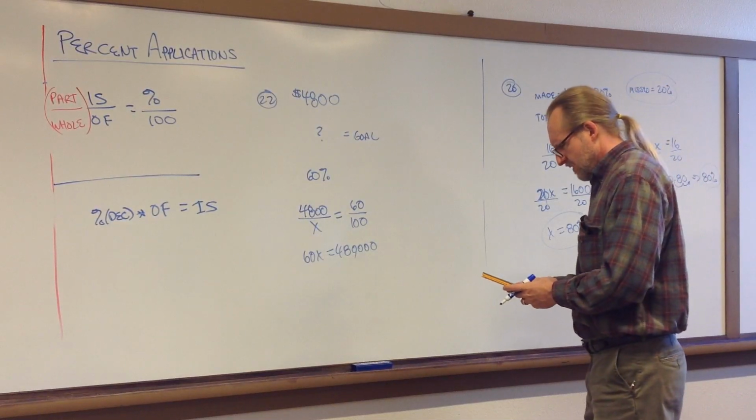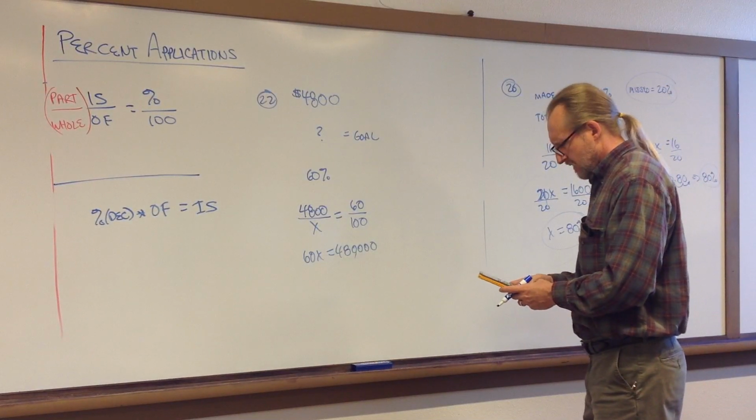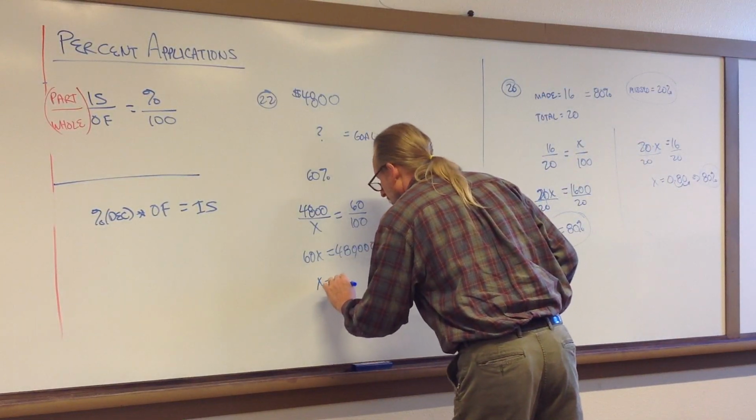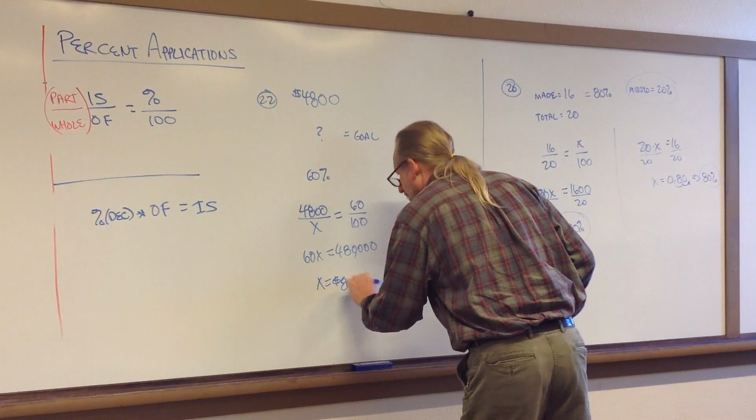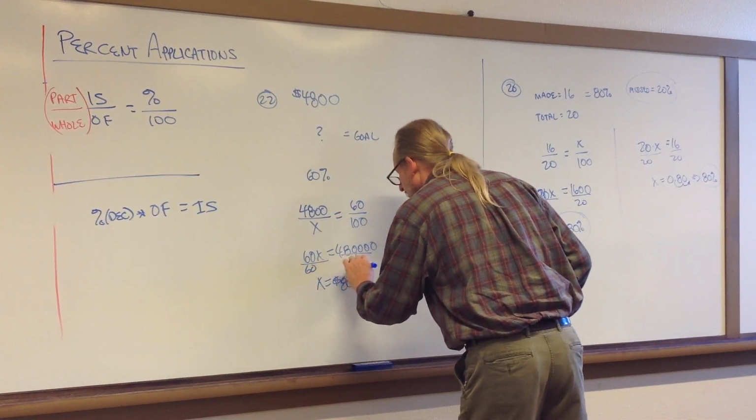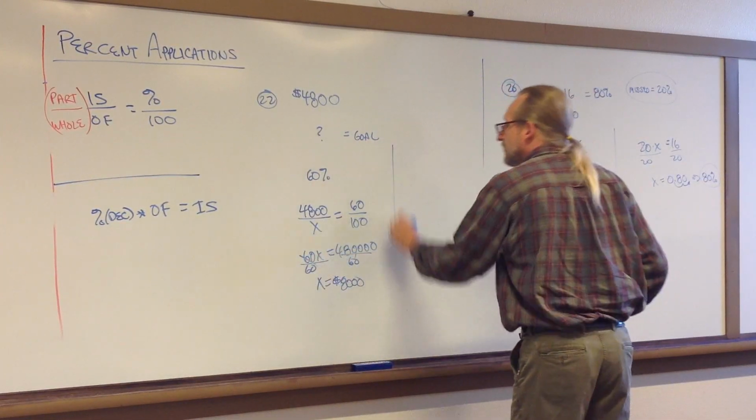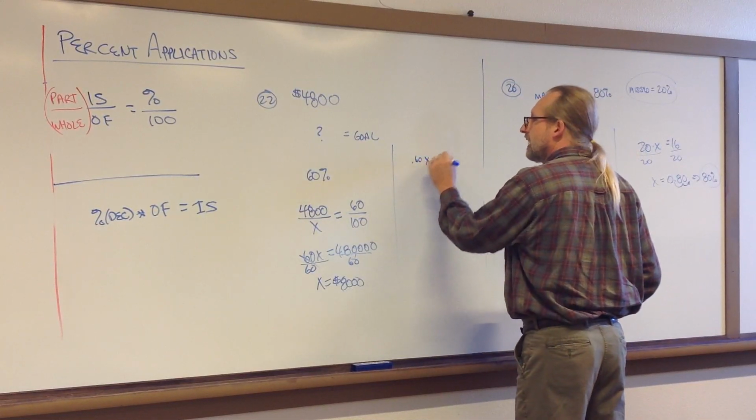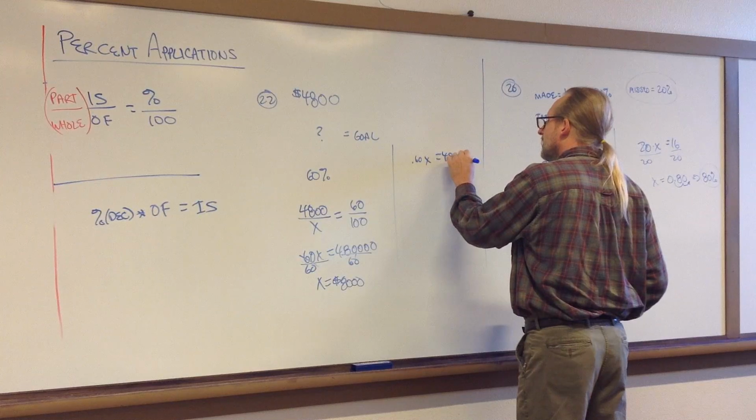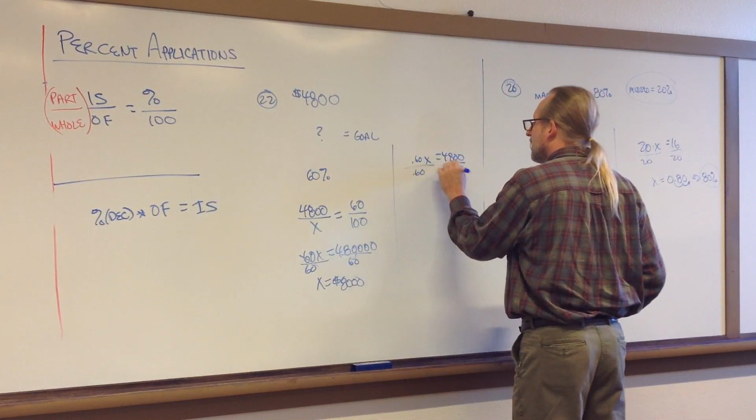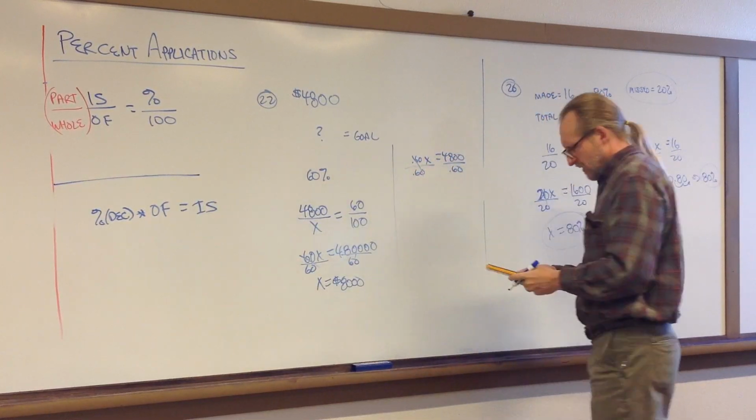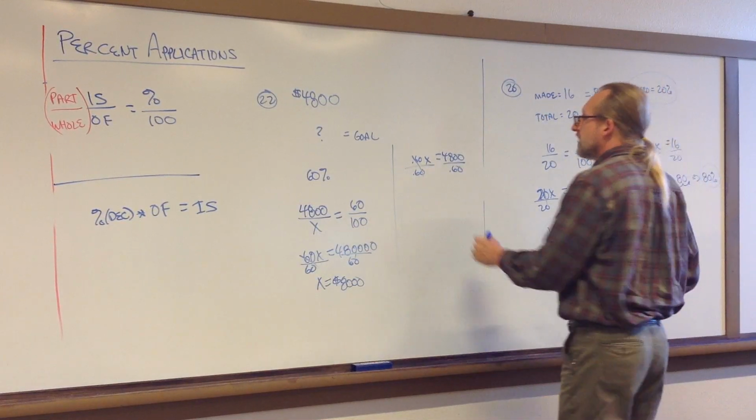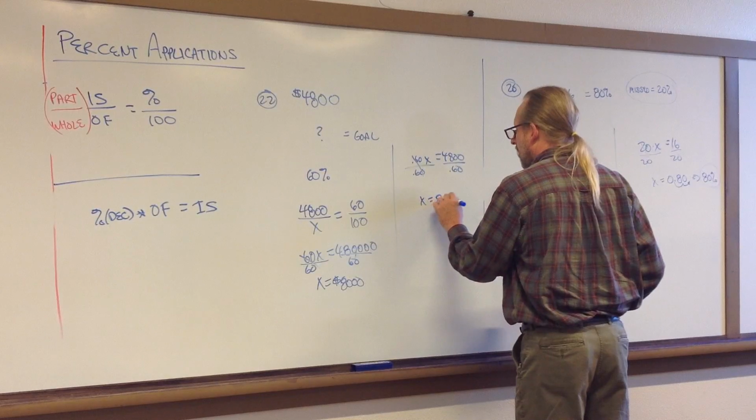4,800 times 100 divided by 60 is 8,000. And that comes from dividing on both sides by 60. Now if we do this the other way, we would say 0.60 times x is 4,800, and then we would just divide on both sides by 0.60. So 4,800 divided by 0.60, again, gives us 8,000.